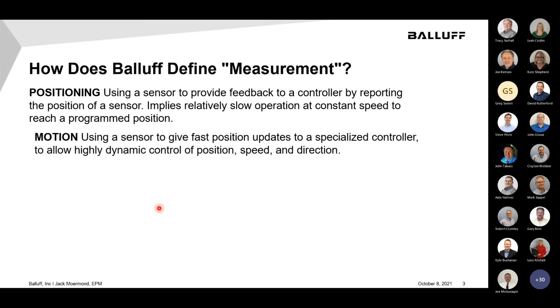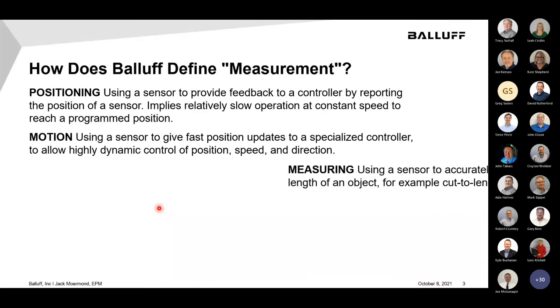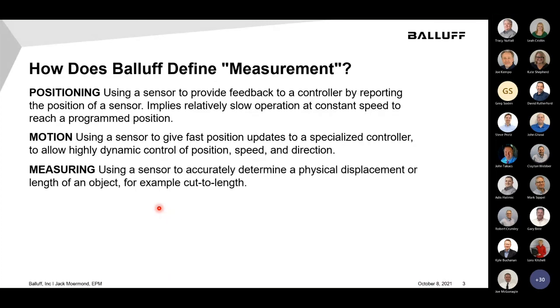The next one is motion. So we're using a sensor to provide updates to some sort of controller to indicate position, speed, or direction. And then the next one is measuring. So we're using a sensor to accurately determine displacement or length of an object. So for instance, if you have a cutoff machine where you're cutting tubing to a certain length and you want to know what, you have to measure that length and put it into a controller, we use that.